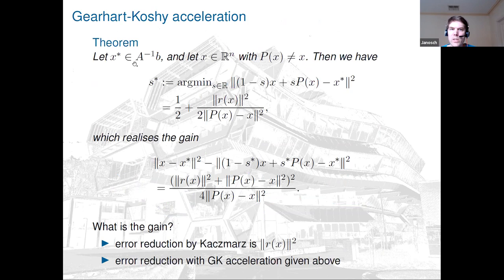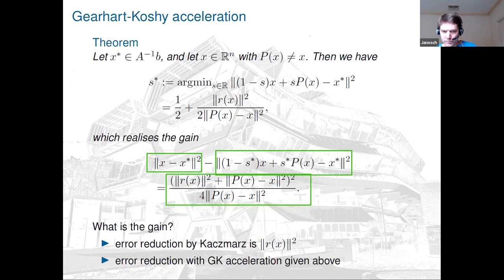So if I have a solution and I want to do my Kaczmarz step or cyclic projection step, and I want to get as close as possible to the solution, what should I do? I should use this particular step size. What I think is not known, I'm not sure about that, is this part of the theorem. I can actually tell, because it's so simple, it's really just a parabola. This here is the error I had previously, this here is the error I have after my accelerated step, and I can measure the gain, and the gain is this. I'm not sure whether that was known.